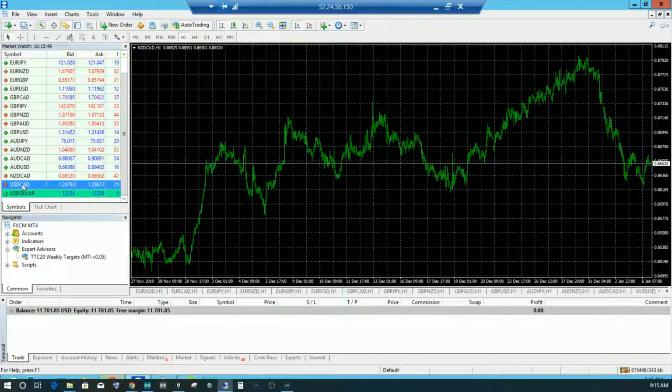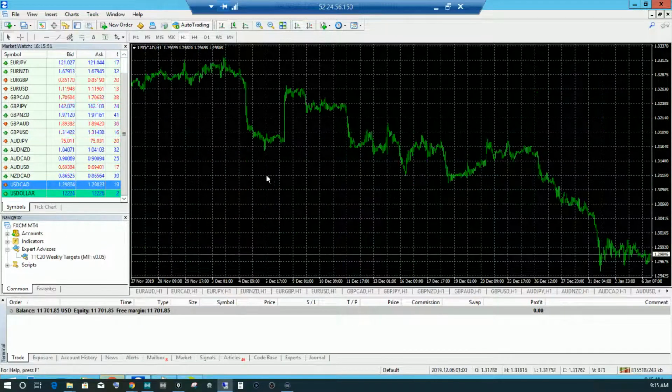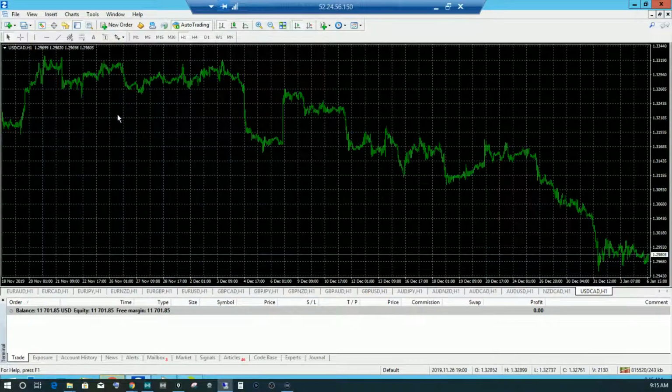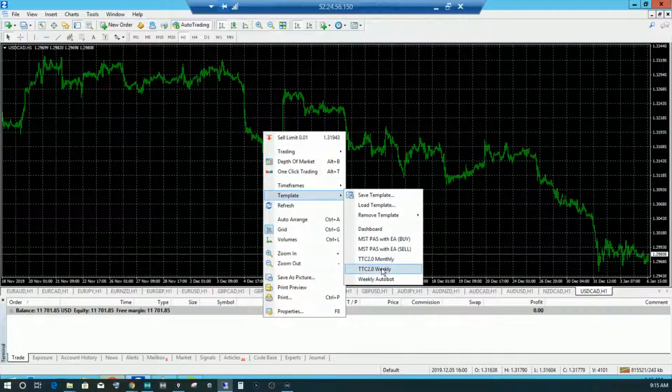Just going to add in the New Zealand CAD and the US dollar CAD as well. So I'm done with this, so I can go ahead and peel that off. Don't need that anymore. Let's go ahead and add this to chart right here.